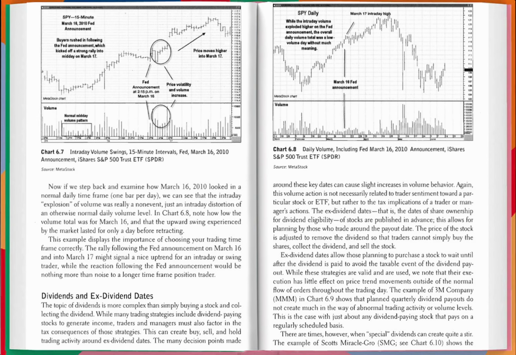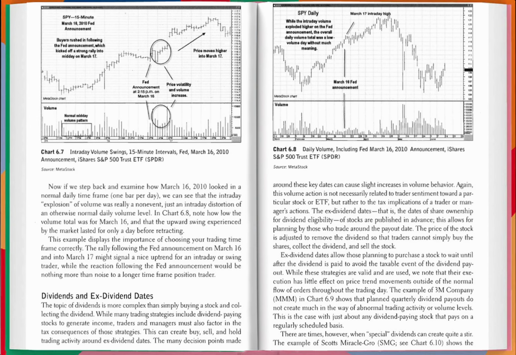While these strategies are valid and are used, we note that their execution has little effect on price trend movements outside of the normal flow of orders throughout the trading day. The example of 3M Company, MMM, in Chart 6.9 shows that planned quarterly dividend payouts do not create much in the way of abnormal trading activity or volume levels. This is the case with just about any dividend-paying stock that pays on a regularly scheduled basis. There are times, however, when special dividends can create quite a stir. The example of Scotts Miracle-Gro, SMG.